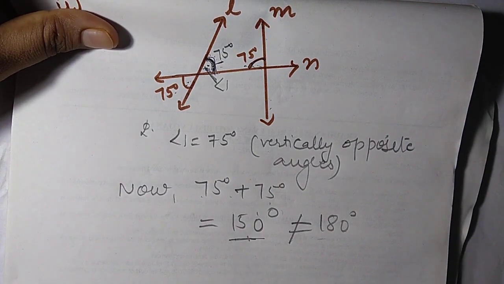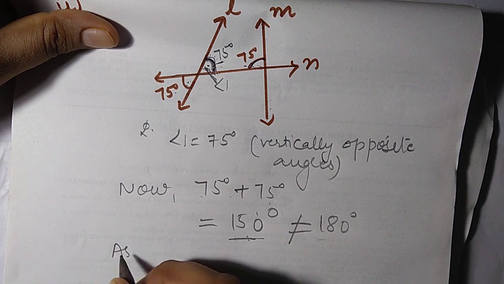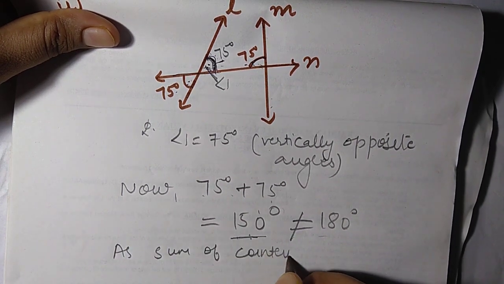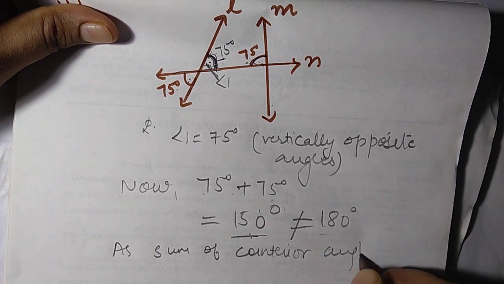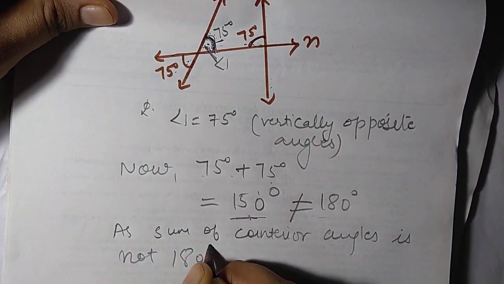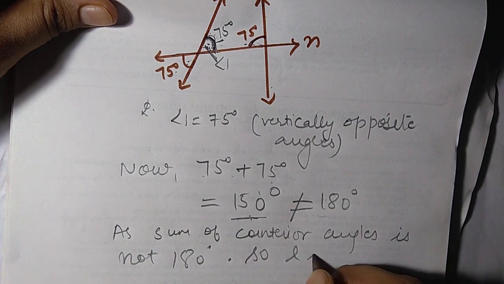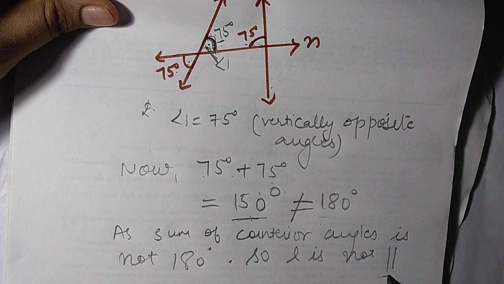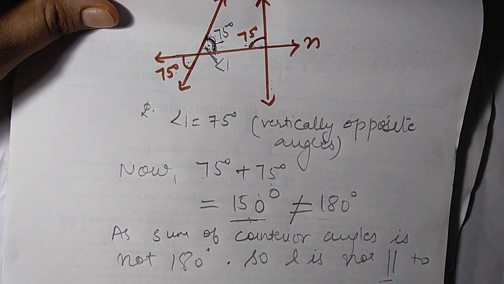So what will you write at the end? As the sum of co-interior angles is not 180, the lines are not parallel. Okay, so L is not parallel to M. This is the sign of not parallel to M.